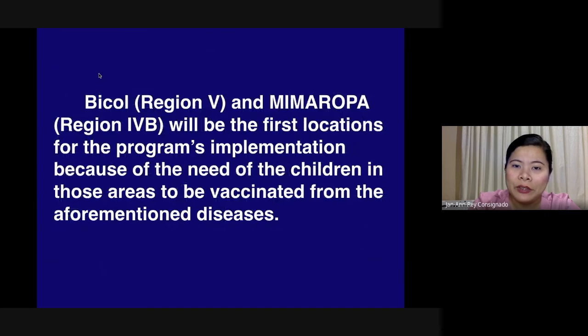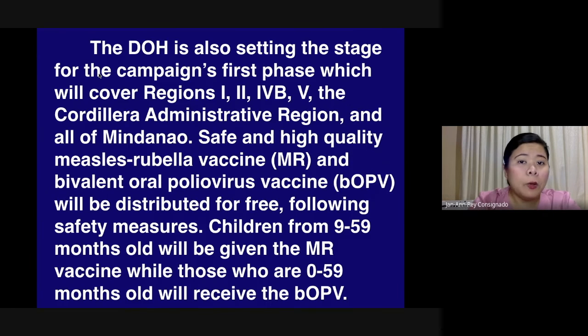Bicol, or Region 5, and Mimaropa, Region 4B, will be the first locations for the program's implementation because of the need of the children in those areas to be vaccinated from the aforementioned diseases. The DOH is also setting the stage for the campaign's first phase, which will cover regions 1, 2, 4B, 5, the Cordillera Administrative Region, and all of Mindanao.